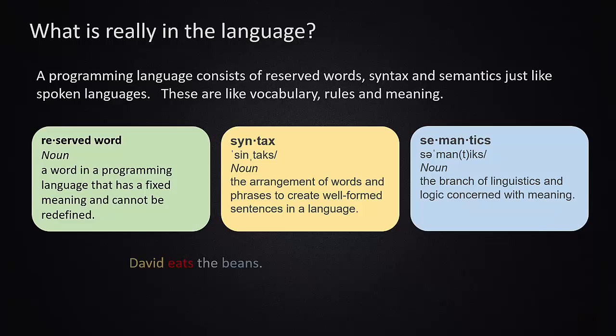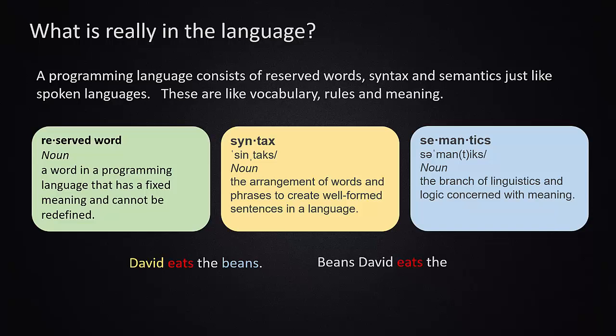So if we were to use some English language examples of this, we might be able to write a sentence like, "David eats the beans." This sentence has a subject, it has a verb, has an object, has a period, has capitalization. It meets all of what we would consider to be correct syntax for an English language sentence.